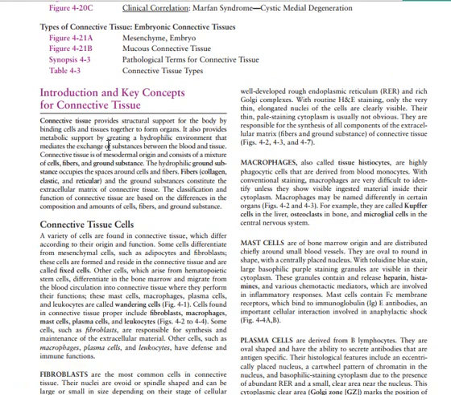We start with the introduction of connective tissue. Connective tissue is made up of three main elements. We have cells, we have fibers, and we have ground substance. Those are the three main elements of connective tissue. The fibers are majorly made up of collagen fiber, elastic fiber, and reticular fibers.